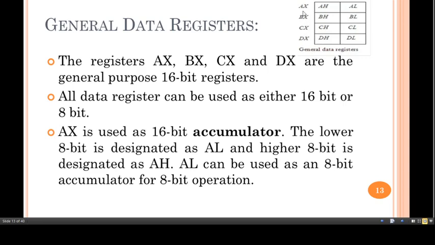AX is a 16 bit register and it is called the accumulator. The lower 8 bits are called AL and the higher 8 bits are called AH. AL is used as an 8 bit accumulator for 8 bit operation. This is the AX register. Second is the BX register.